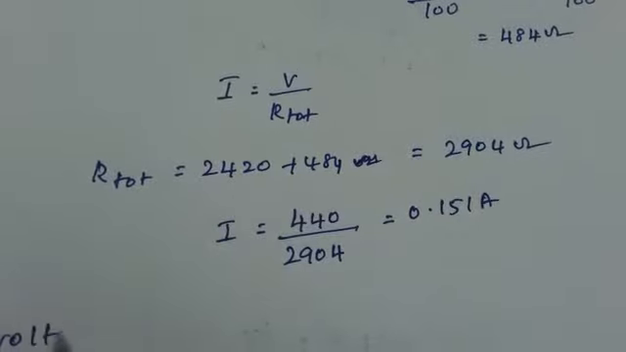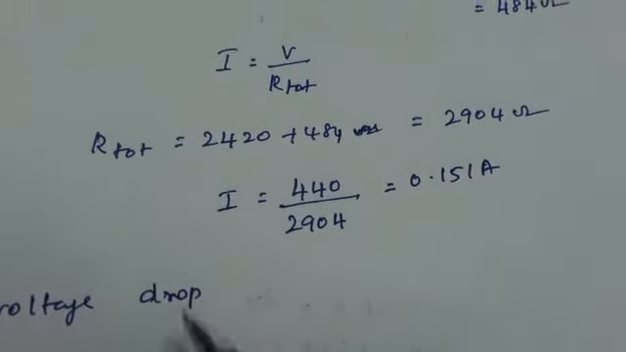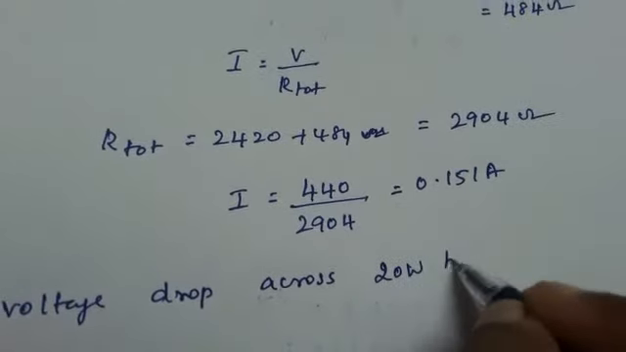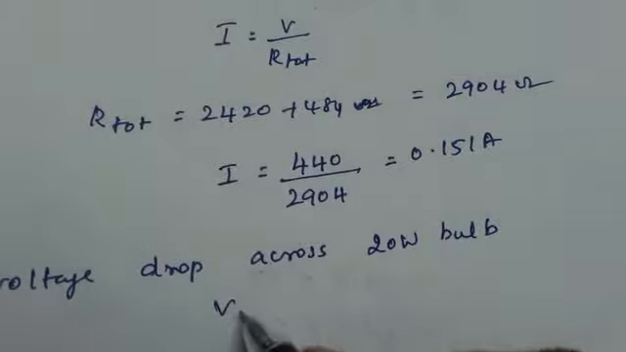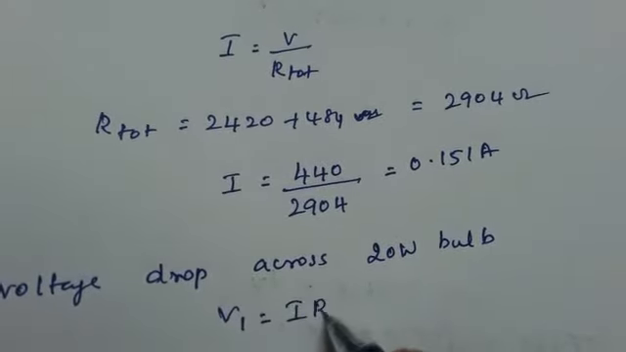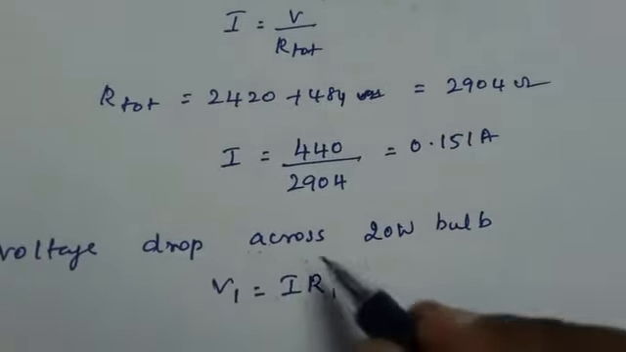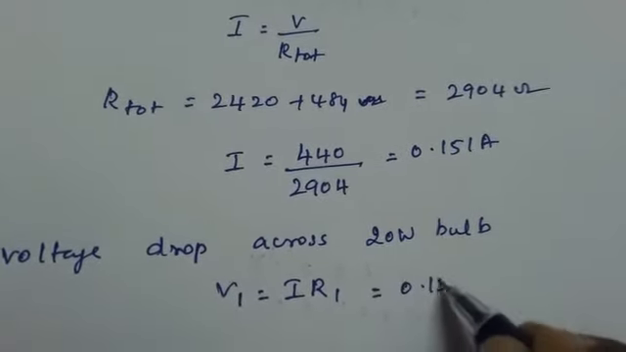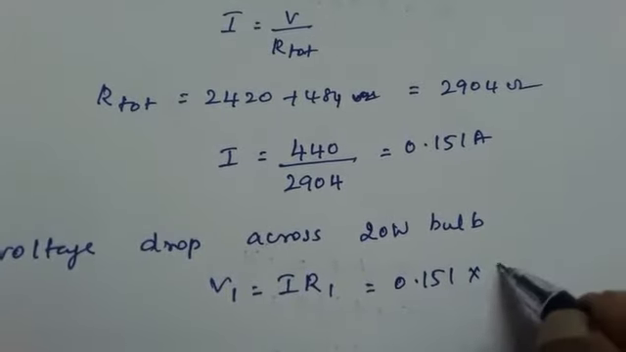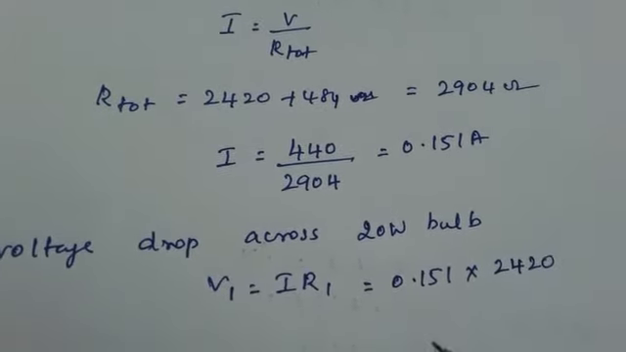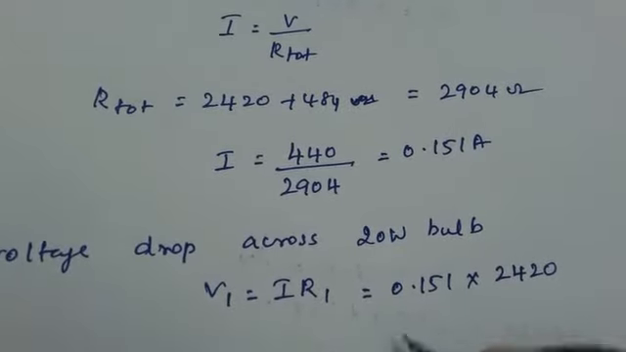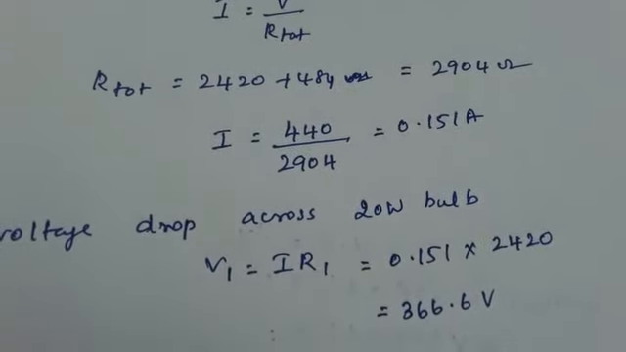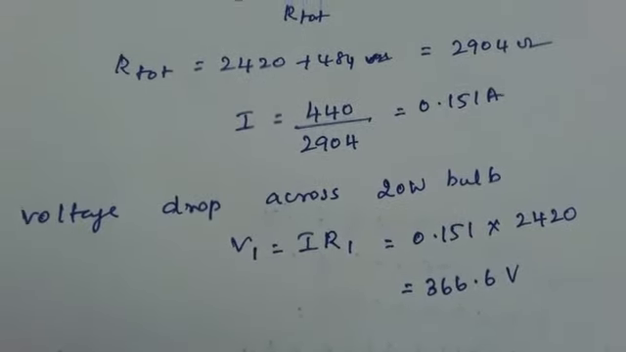So the voltage drop across the 20 watt bulb, that is V, according to Ohm's law, V is equal to IR. So V1 is equal to I R1, because the current is the same in the series circuit. I value is 0.151 into R1 value, 2420. If you multiply this value, you will be getting 366.6 volt.